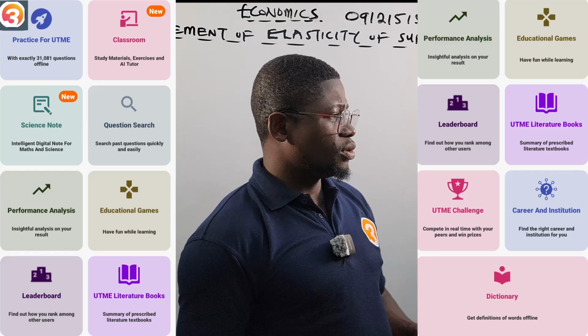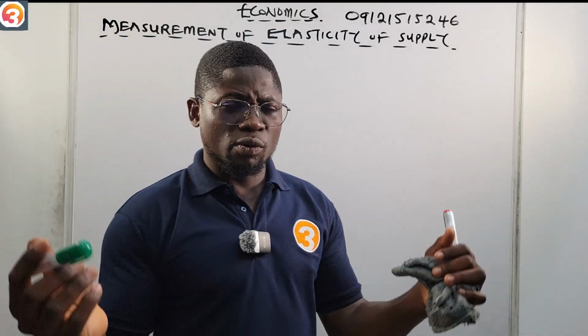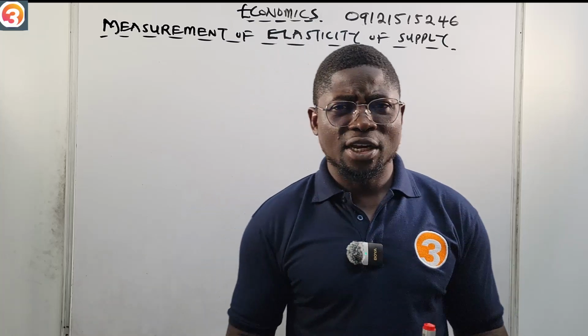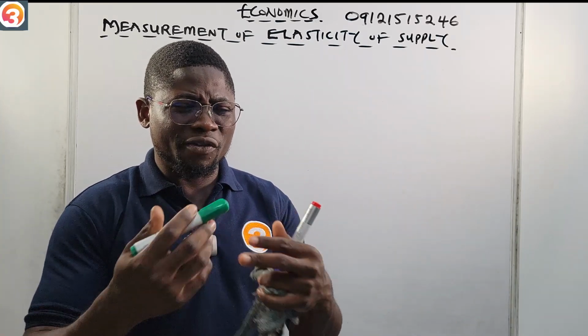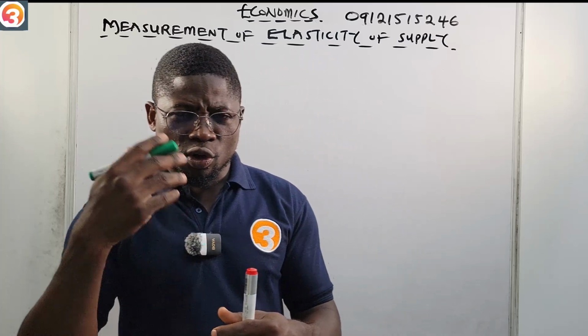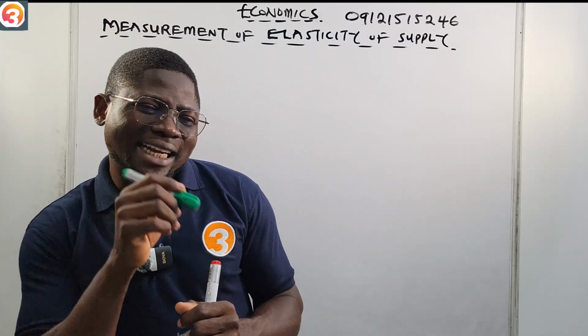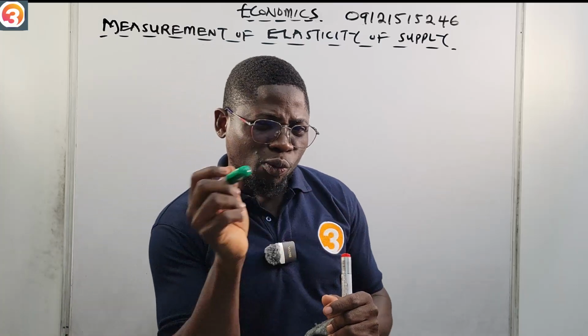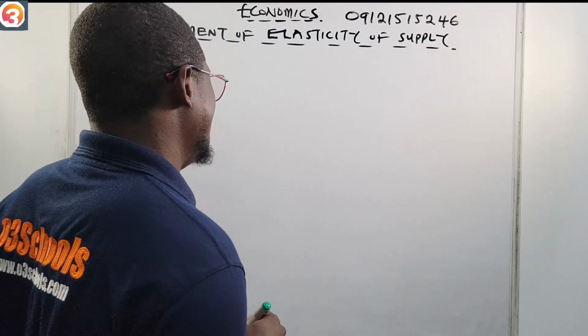Let us go to the board now as we look at the measurement of the elasticity of supply. I know what elasticity of supply tells us: it shows us the degree of responsiveness of quantity supplied to change in price. So we want to really calculate that degree of response. We want to attach a value to the elasticity of supply.